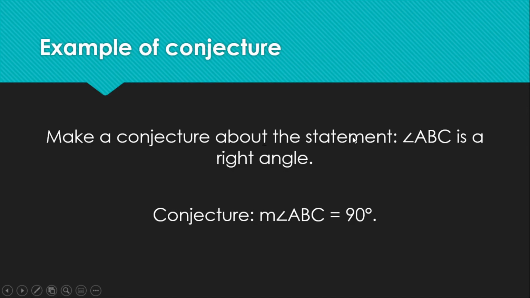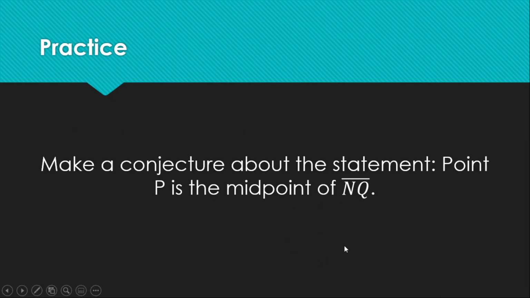Make a conjecture about the statement: angle ABC is a right angle. So what's our conjecture? Our conjecture is the measure of angle ABC is 90 degrees. That it is a right angle, so that its degrees match the statement below, 90 degrees.